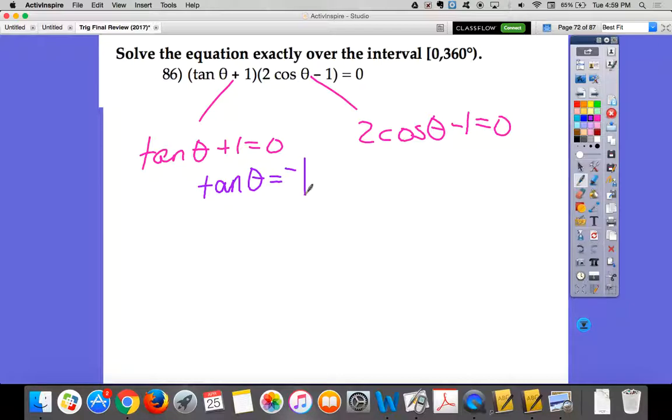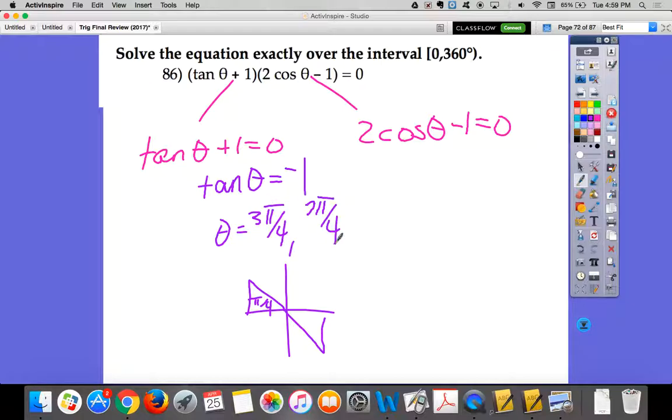So where is tangent negative 1? We've already answered that question, so I'm going to fly through it. Tangent is negative in second and in fourth. That is 45 degrees, which is pi over 4. So we have 3 pi over 4, and we have 7 pi over 4. So we've already done that.